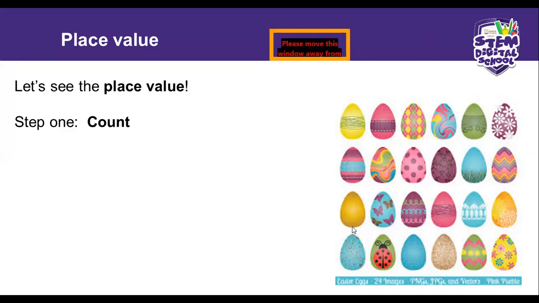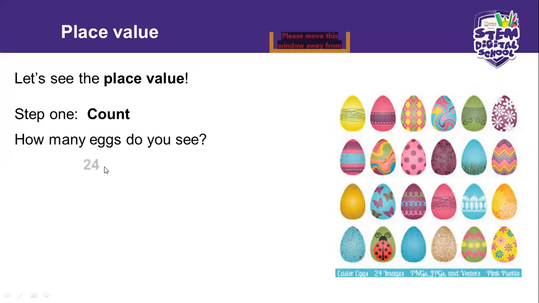Can you try counting in fours? 4, 8, 12, 16, 20, 24. Well done. I see 24 there. Okay, so how many eggs do we see? We see 24.